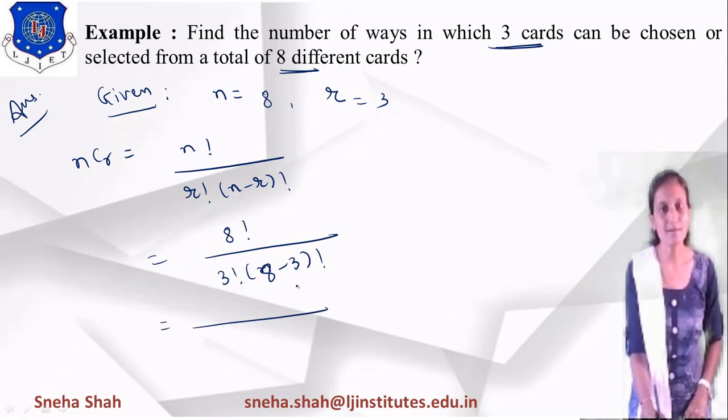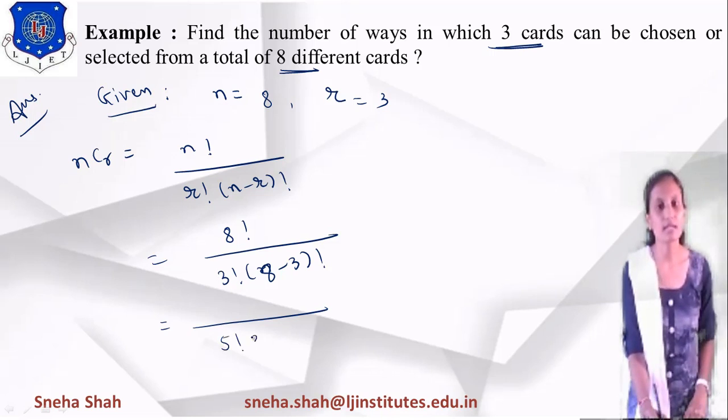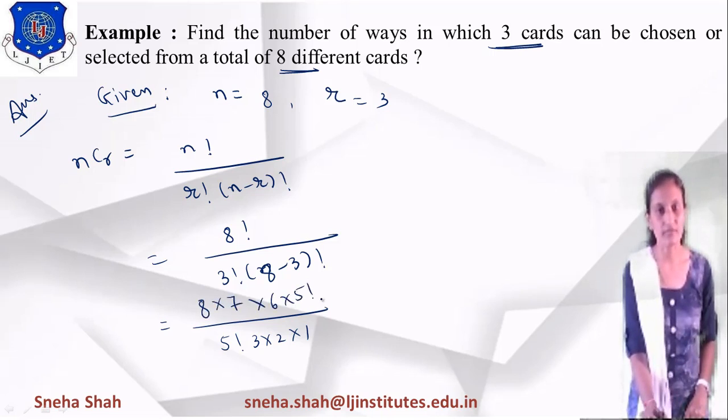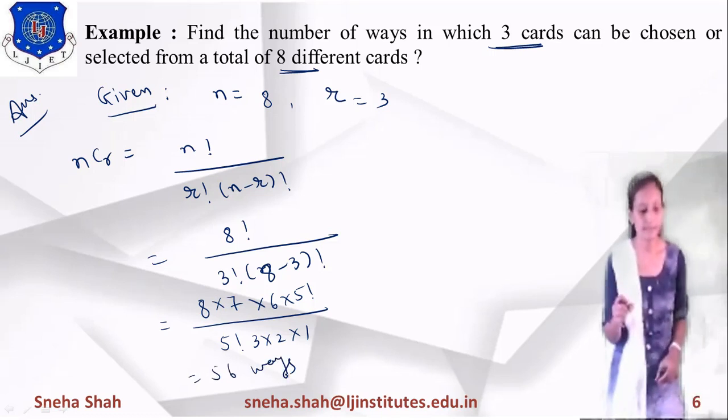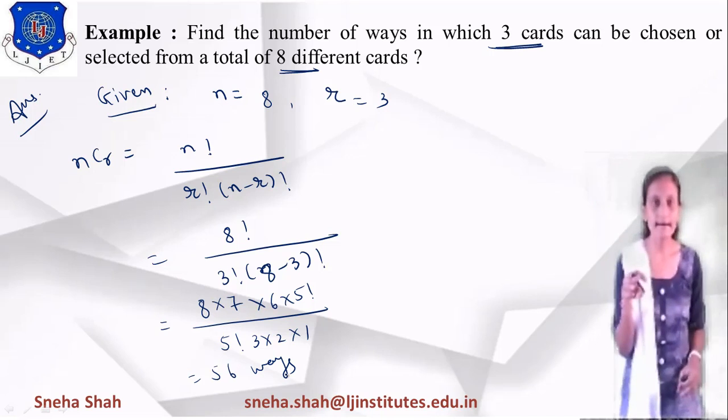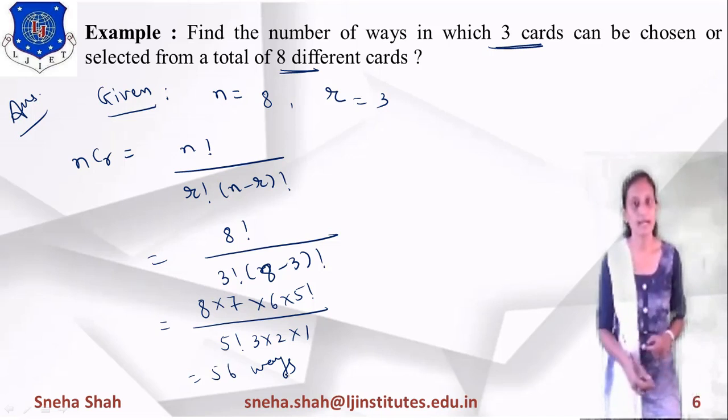Now 8 minus 3 factorial means 5 factorial. Simplifying 3 factorial, it is 3 into 2 into 1. Simplifying 8 factorial gives 8 into 7 into 6 into 5 factorial. Now this 5 factorial will cancel out, and 3 into 2 will cancel out 6. So 8 into 7 means there are 56 ways to select 3 cards from these 8 different cards.